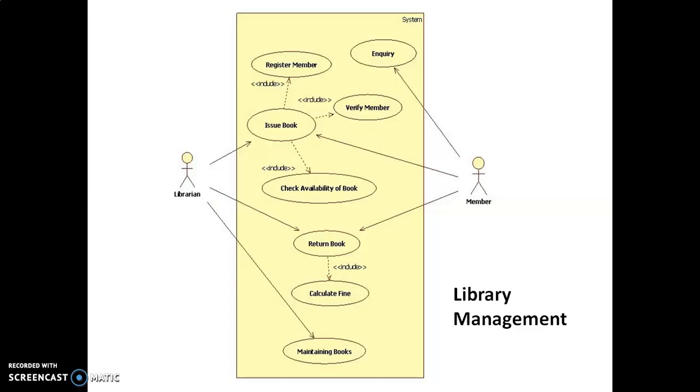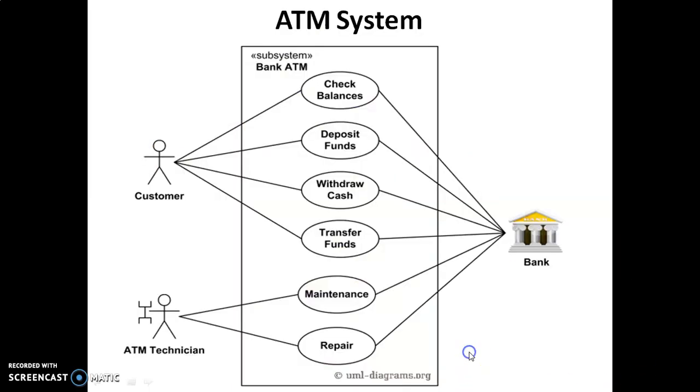That is how to draw a basic use case diagram, here for library management. First you have to find out the actors, whether primary or secondary. After that you have to find out the different use cases, that means the roles performed by those actors. Then we will see the next use case diagram, that is for the ATM system.